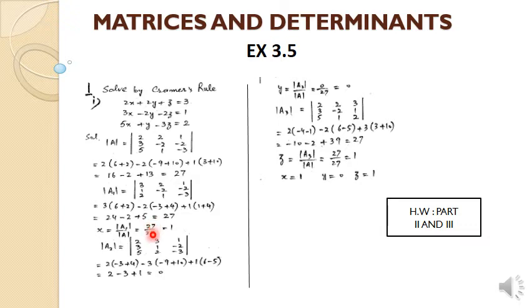So what is the value of determinant A1? 27. And what is the value of determinant of A? 27. So we write it here, 27 divided by 27 equals 1. Now similarly we have to find the determinant of A2. A2 means we have to eliminate column 2 and replace it with the last column, which is 3 1 2. The first and third columns remain the same. We find the determinant of this matrix, and we get 0.